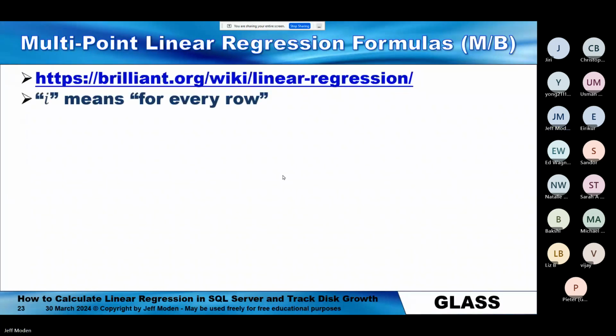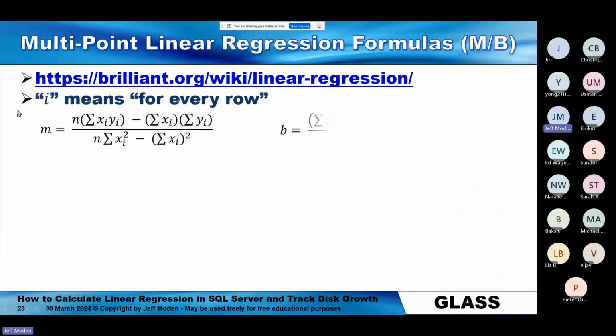So, and I've got the links here. In the following formulas, this lowercase i, which looks like a lowercase j backwards, means for every row. Here's the formula for M. And this kind of stuff used to drive me nuts. And then I figured out how to actually do it. And here's the formula for B.